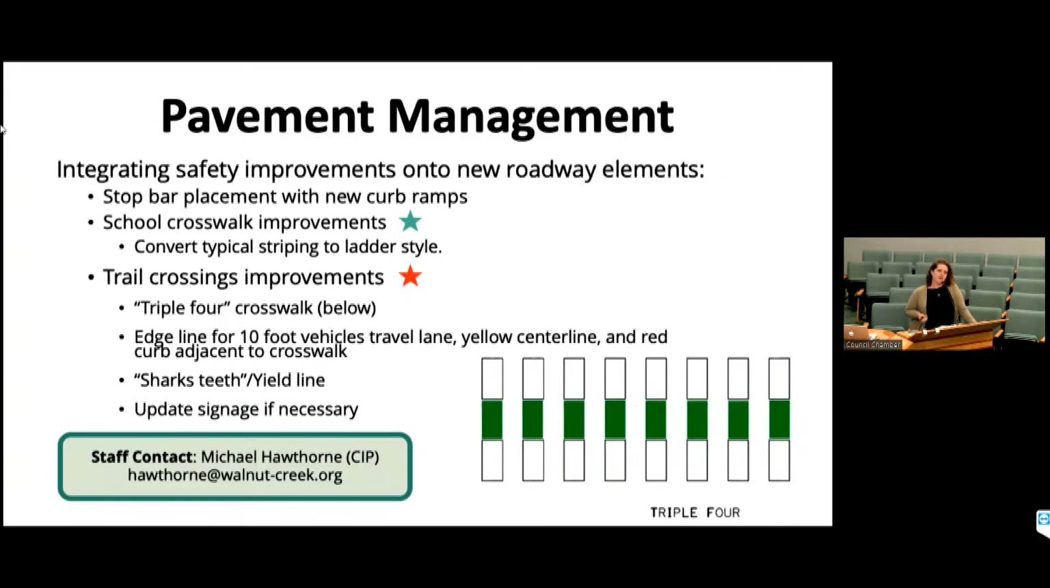And then for these trail crossings, we're going all in. So we're going to be installing what's called a 444, and it's the white and the green that's currently at Bancroft and the Cocoa Canal Trail. It alerts drivers, hey, this is a crosswalk, but there's also cyclists here. We're going to be visually narrowing the travel lanes, so striping an edge line, adding a center yellow, doing shark's teeth, and all the signage that goes with that. And for this project, the slurry seal would be Michael Hawthorne, and he's the CIP engineer who oversees the construction of it all.